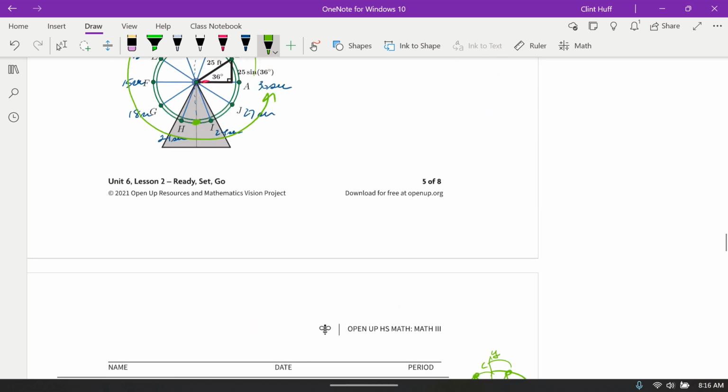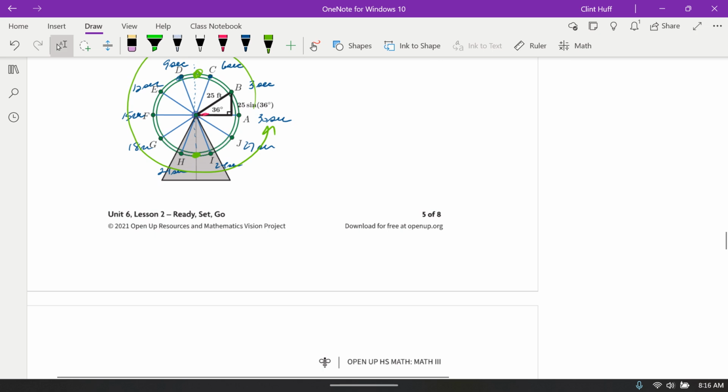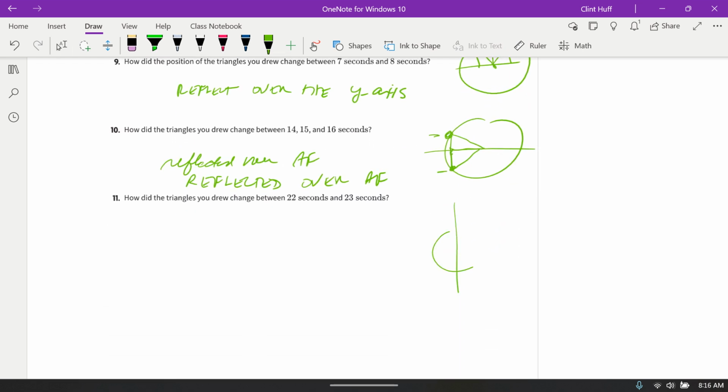And 22 and 23, we look back up here, 22 and 23, notice these answers are the same. 22 and 23 on the circle are sort of akin to H and I here. If I draw the circle again, one of them is right here, and the other one's right there. So reflected in the y-axis, we'll call it.